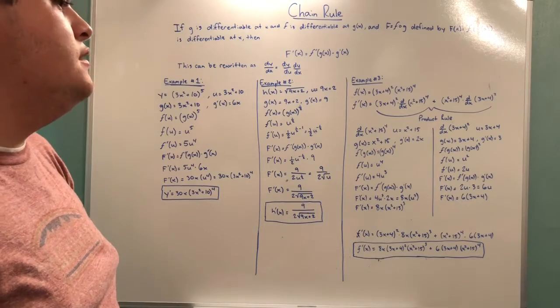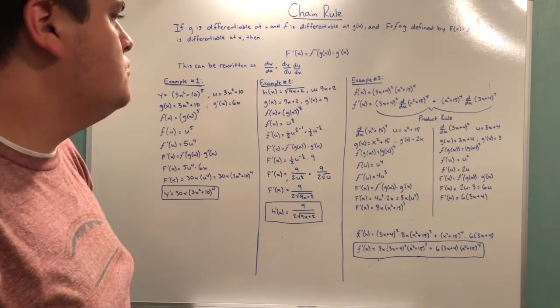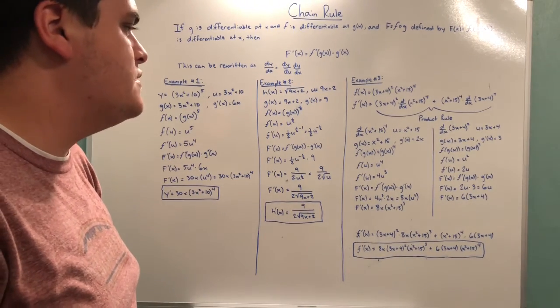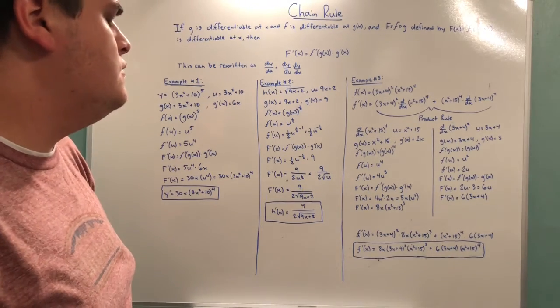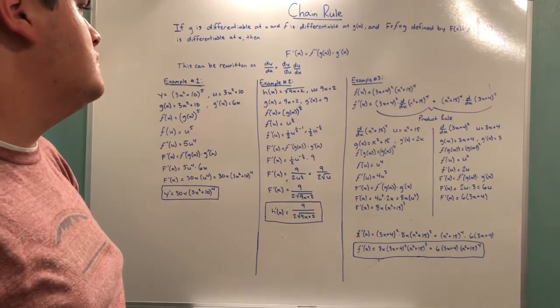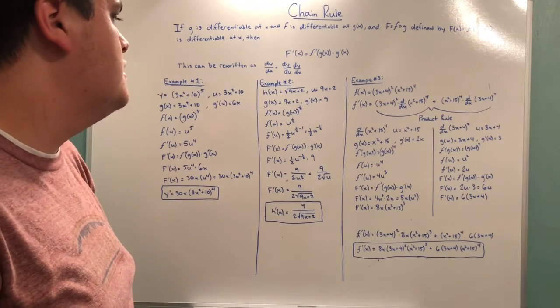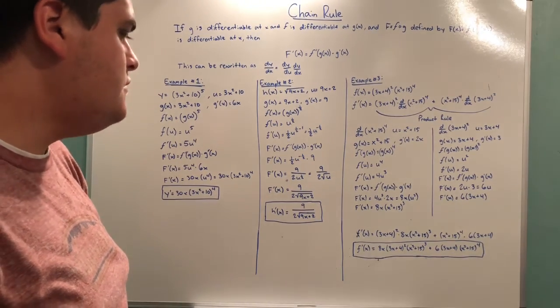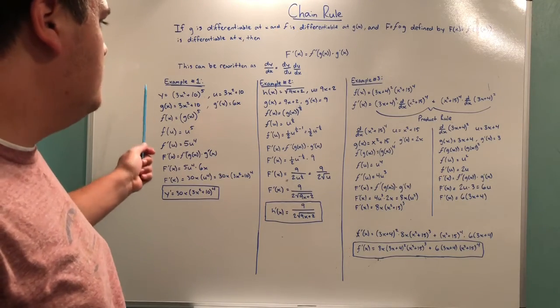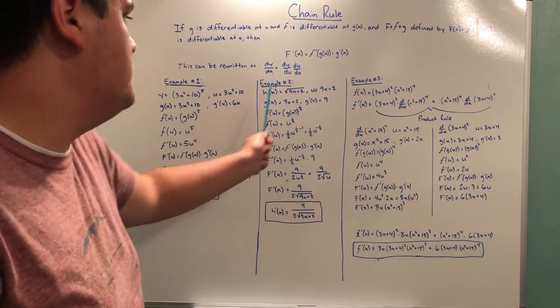So the chain rule is a very important tool in evaluating derivatives in calculus. And to really understand the chain rule, we must understand that we are ultimately dealing with two functions to find the derivative of an overall function, which was in each of these examples.